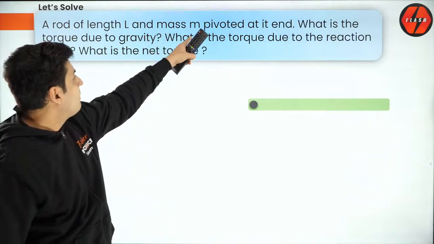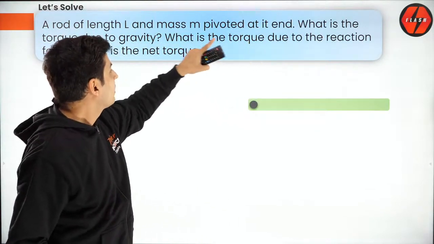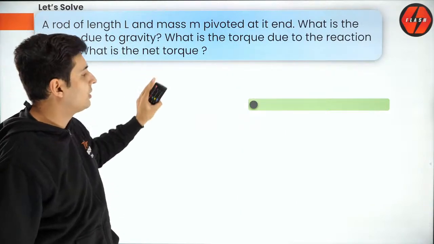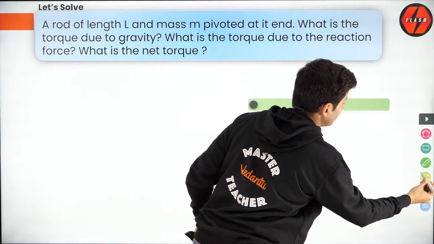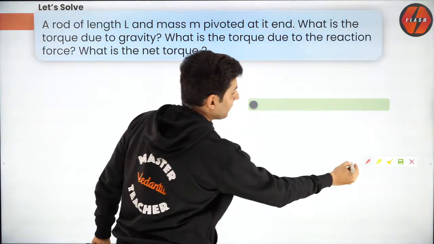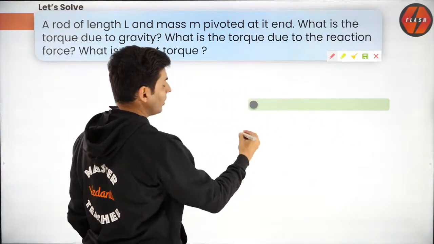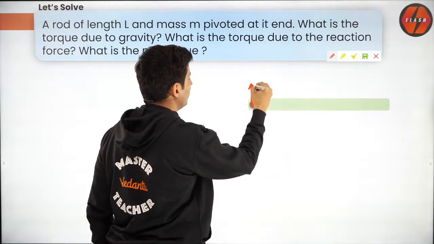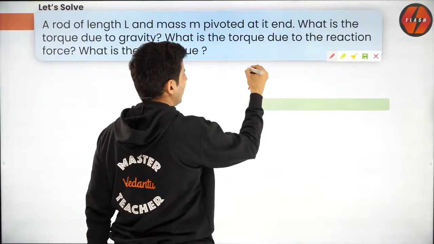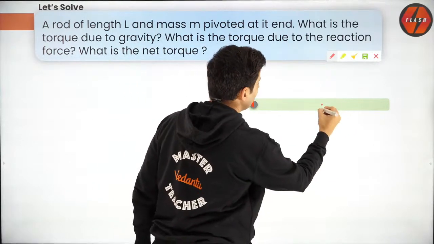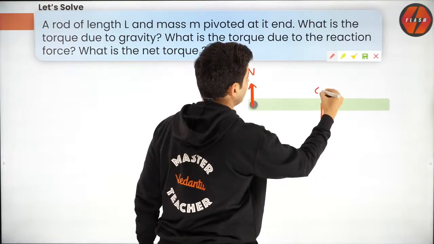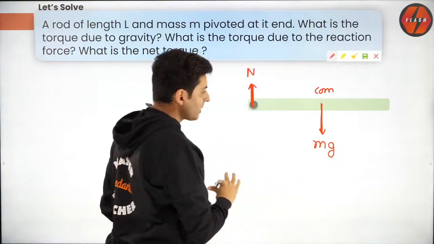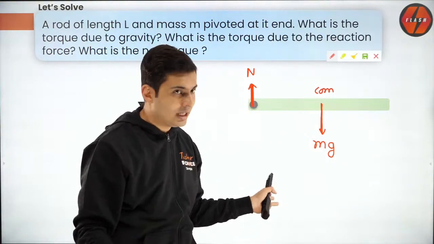A rod of length L, mass M, pivoted at its end. What is the torque due to gravity? What is the torque due to the reaction? What is the net torque? Very simple. We are going to come to this question again after some time. So what are the forces acting on this rod? There will be some hinge reaction over here, let's say I call it N, and there will be weight which will act from the center of mass of that rod, and that would be nothing but mg. These are the only two forces acting on it.